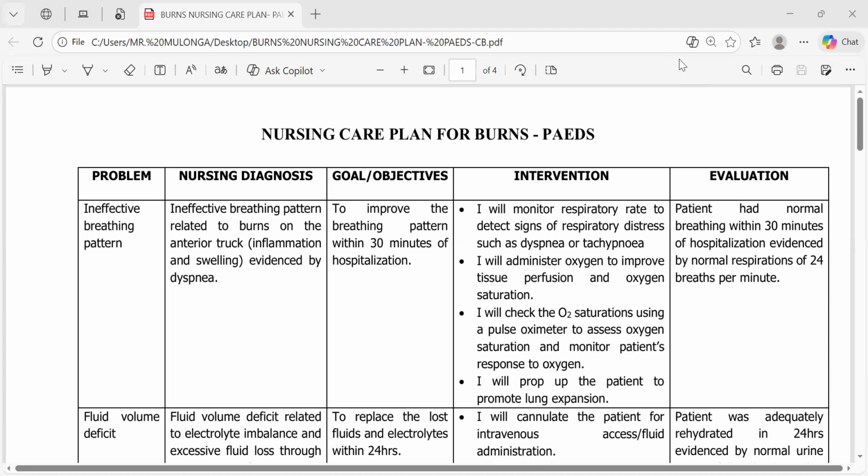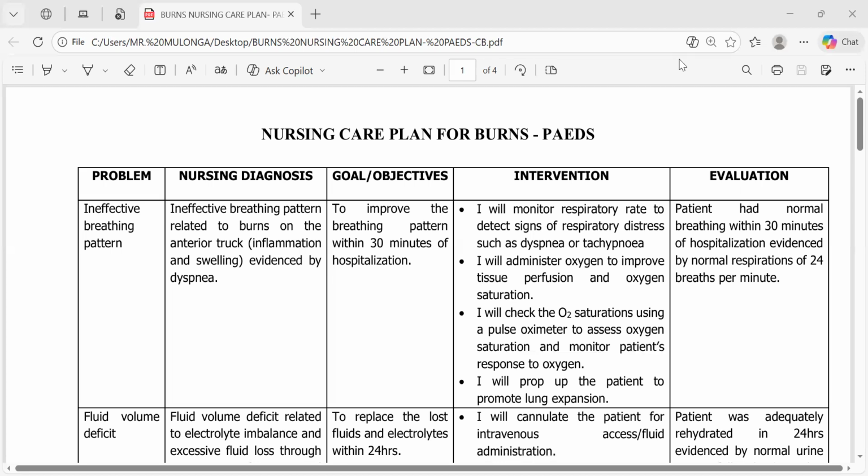The question reads: Joseph, aged 2 years and weighing 12 kg, is brought to your children's ward, where you are working, with 20% burns involving the anterior trunk and the right upper limb. So things to consider: there is the anterior trunk and the right upper limb. Those two are very important in the management.